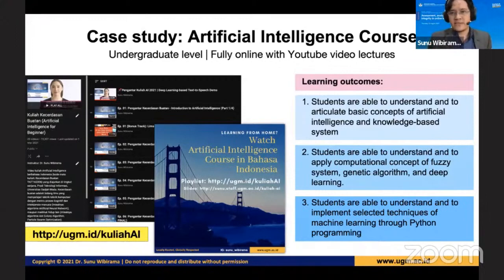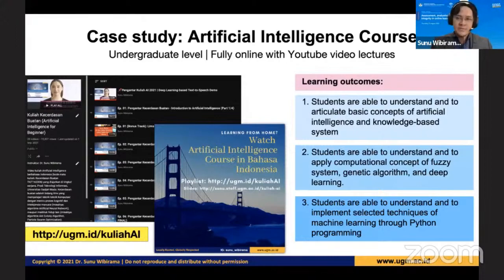And we have here 3 learning outcomes. The first learning outcome is students are able to understand and articulate basic concepts of AI and knowledge-based systems. The second is students are able to understand and apply computational concepts of fuzzy systems, genetic algorithms, and deep learning. And the third learning outcome is students are able to understand and implement selected techniques of machine learning through Python programming.